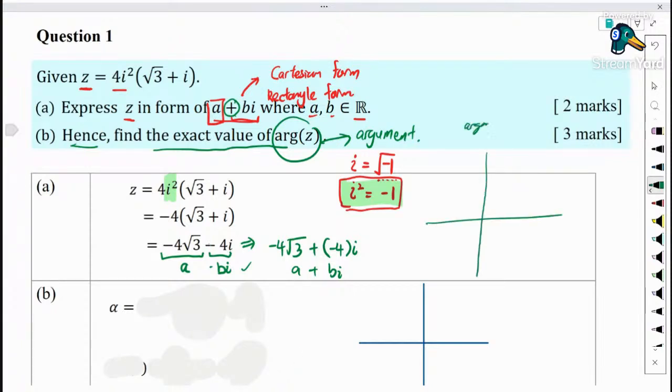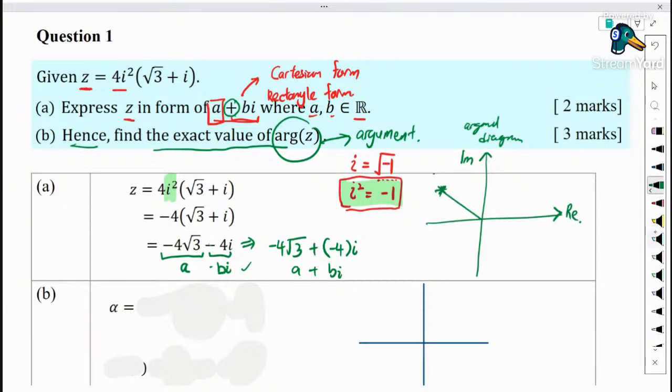Something that looks like a Cartesian plane, but the vertical axis we don't call y, we call it the imaginary axis. And then we have this one as what we call the real number axis. The argument refers to, for example, when we plot our complex number inside the Argand diagram. Let's say this is the location. For example, I just simply plot somewhere. This is the location of my complex number.